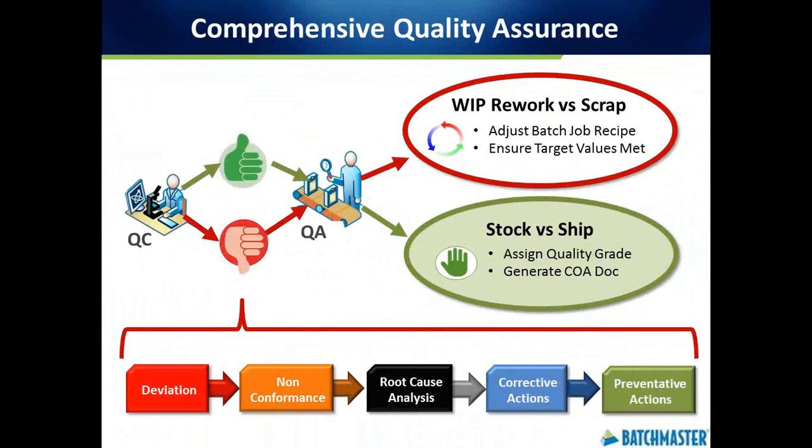And then from a QA standpoint, whether you stock or ship it, it's the ability to have different quality grades and generate COA documents. And if you're into advanced continuous improvement, CAPA, we've got a whole series of deviation, nonconformance, root cause analysis, corrective actions, preventive actions. That whole process is available within the system as well.